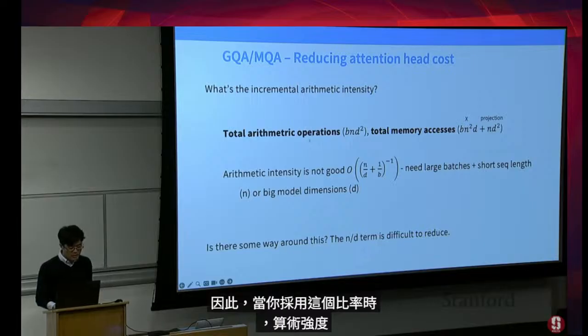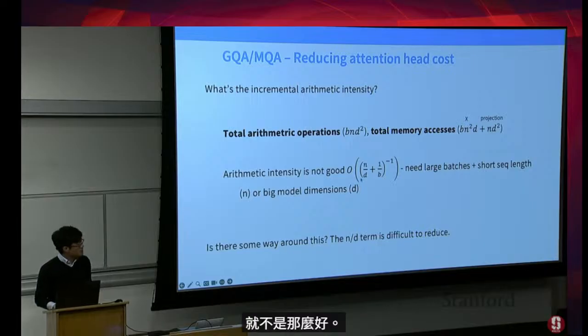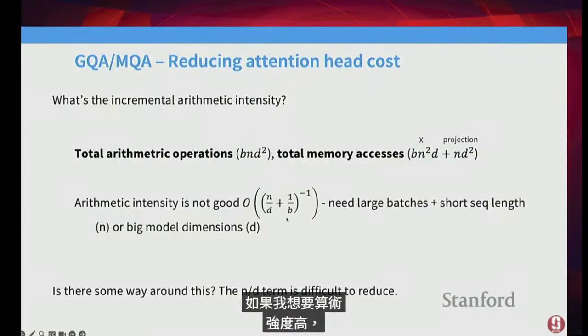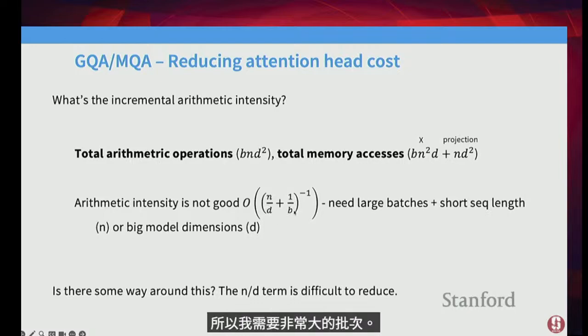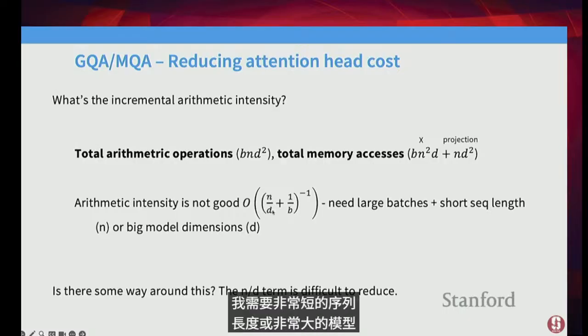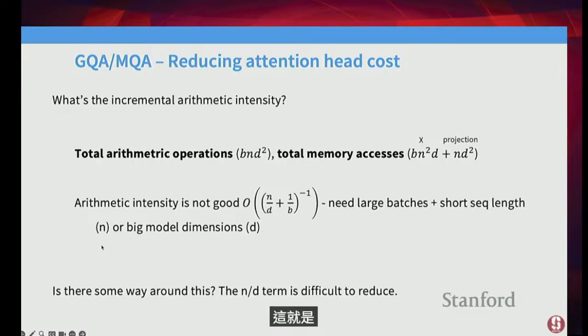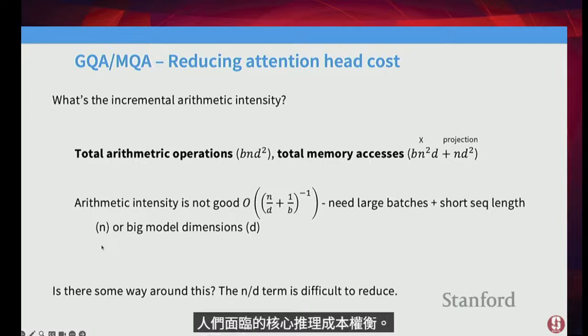And so when you take this ratio, now the arithmetic intensity is not so good. You're going to get n over d plus 1 over b, inverted. If I want arithmetic intensity to be high, I want this thing inside to be very small. So I need really large batches, and I need n over d to be small. What does that mean? I need really short sequence lengths or really big model dimensions. And this n over d is really unfavorable because I don't want a bigger model and I don't want a shorter sequence length. And so this is, in some sense, the core inference cost trade-off that people face.